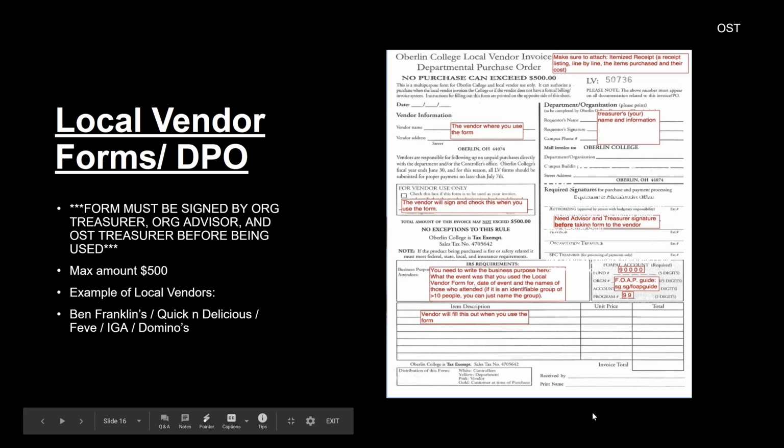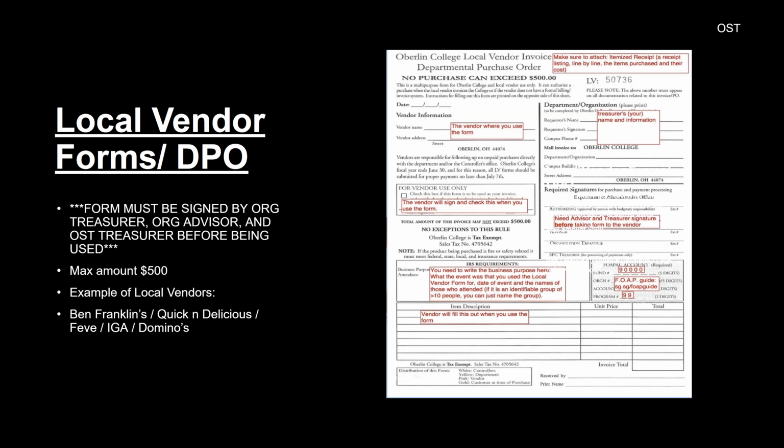The next one is a local vendor form, or DPO. This is a bit of a different process. This form, you would just specifically reach out to Tina about, because this is a bit of a different process under our current environment, because of the fact that this would require actual people eating, and that's an unmasked task. So this form under normal circumstances would just be something that you would get from our office, that myself or Malika or Francisco, the head treasurer, would sign and get your organization advisor and treasurer before being used.